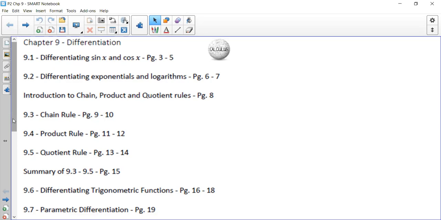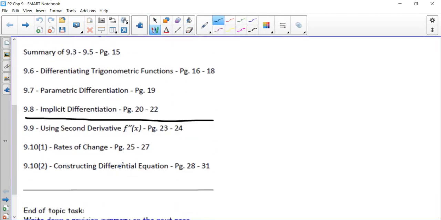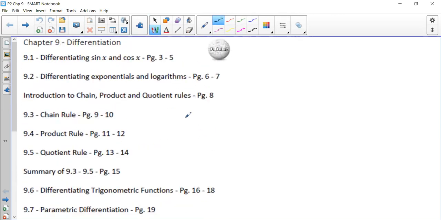So differentiation. I'm going to do a quick breakdown on the topics in chapter 9. If you know my notes, they're not as thick. You probably haven't seen one as thick as this one, up to page 31. But if you can imagine, this is the lesser evil. Think about integration. We'll worry about that later. So chapter 9, differentiation. You're going to learn quite a lot of differentiation skills.